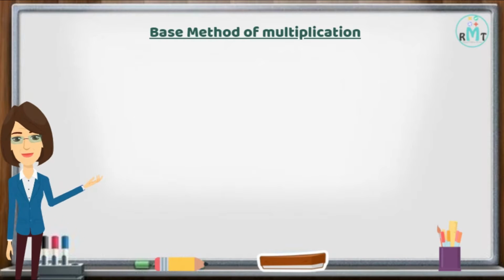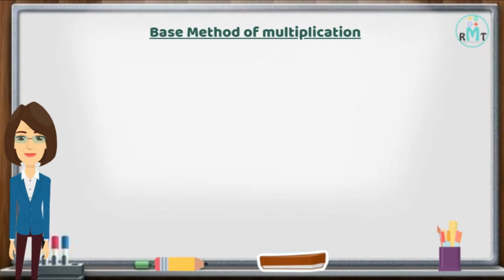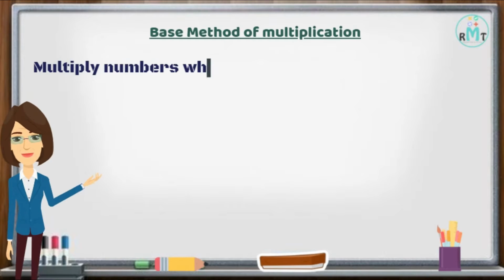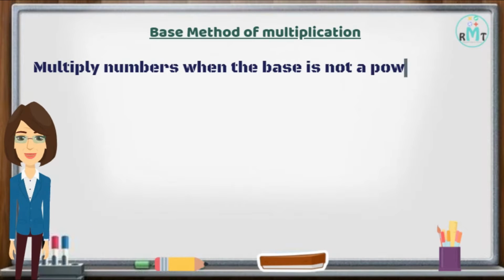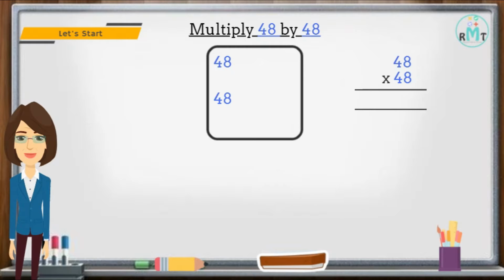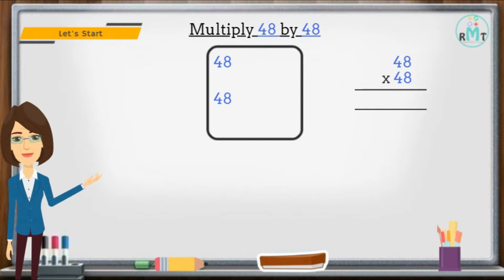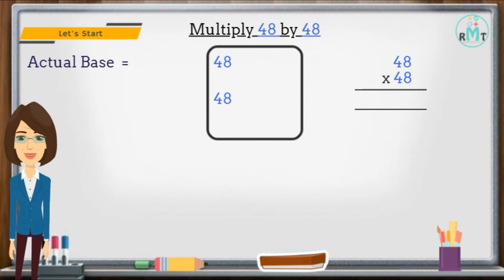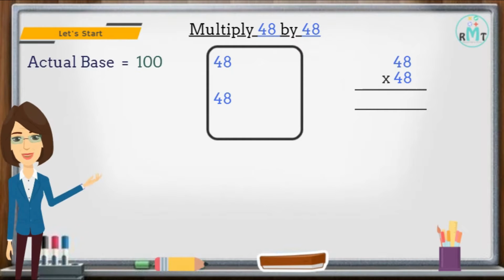Now, we are going to learn how to multiply numbers when the base is not a power of 10. Let's start. Multiply 48 by 48. Here, the actual base is 100.